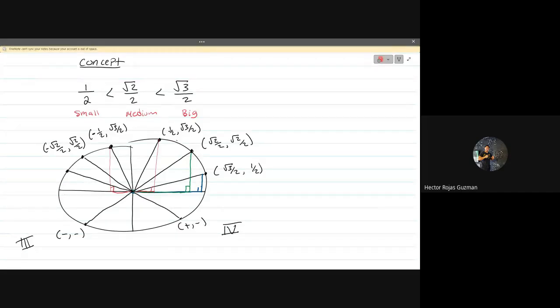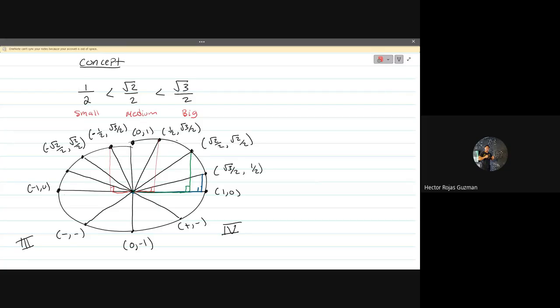And then, of course, we also have the corner points. On the far right, we have the point (1, 0). On the top, we have (0, 1). On the left, we have (-1, 0). And on the bottom, we have (0, -1). And this is how you can get the coordinates of the unit circle.